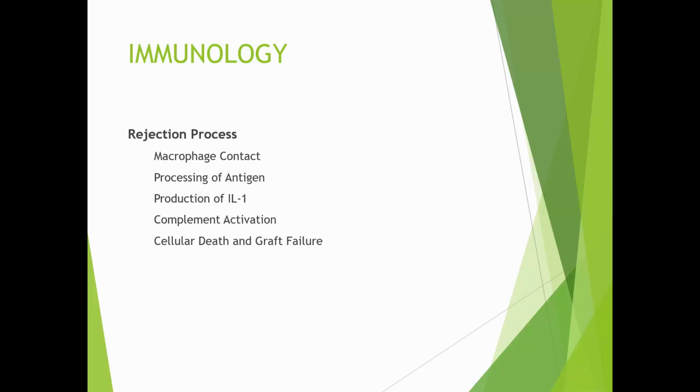So, just a quick review of the rejection process. Macrophages come in contact with the donor, in this instance a liver, antigens that are MHC1s that are then phagocytized. The APC macrophages process that foreign antigen and present fragments of it to T cells in the lymph node. IL-1 is produced, which promotes lymphocyte multiplication and activation.